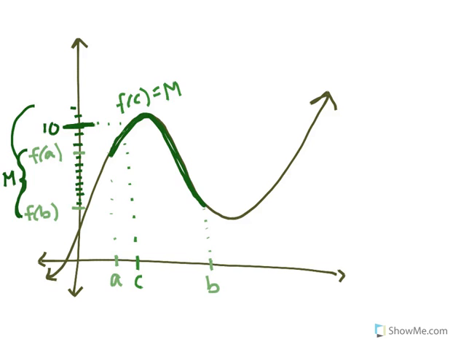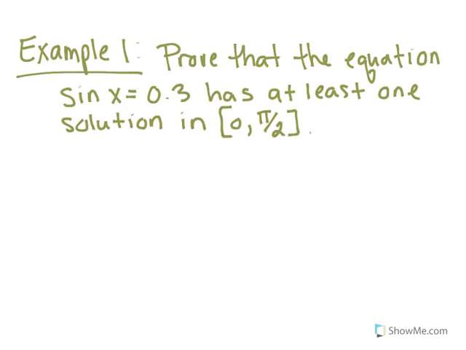We understand what it's trying to say. So now, how do I actually go about using it? Our first example is going to be to prove that the equation sine x equals 0.3 has at least one solution in the interval 0 to pi over 2. I want you to keep in mind that this Intermediate Value Theorem doesn't give us any kind of numeric value or answer. It just tells us that all y values exist. So our answer is going to be either yes or no. It's not going to be a value.